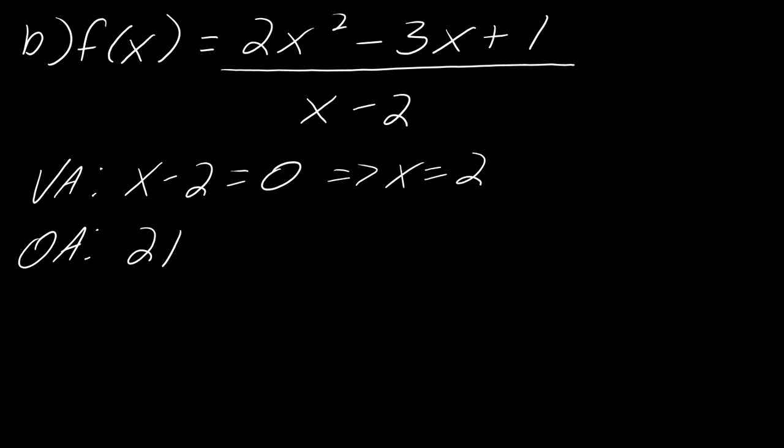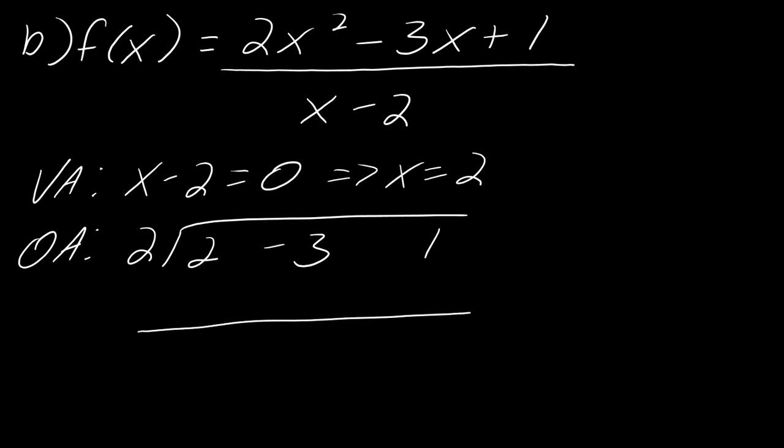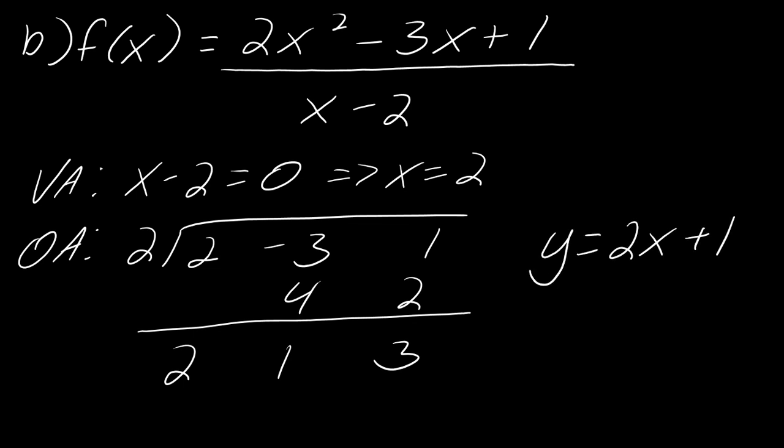And I like to use synthetic division because that's just what I've been doing throughout this series. You can use polynomial division to do this technically, but I've been teaching synthetic division, so we're going to use that. So I'll go ahead and set all that up. The interpretation here is that my oblique asymptote would be 2x plus 1.